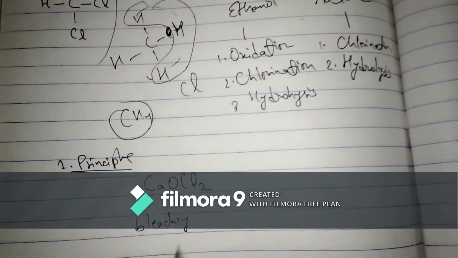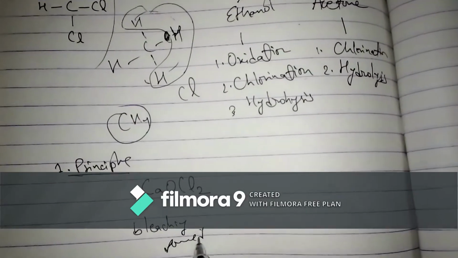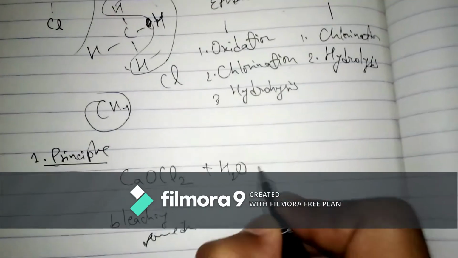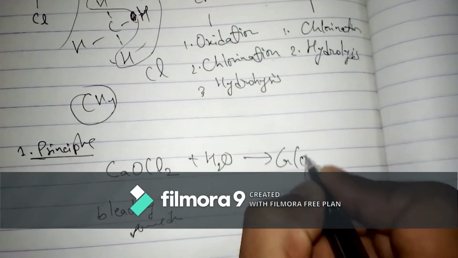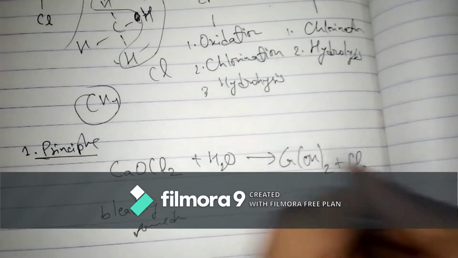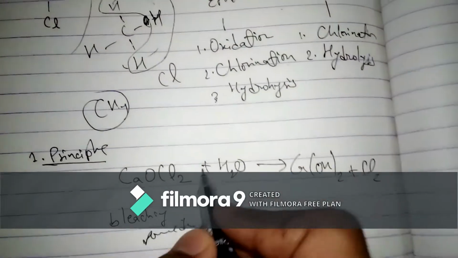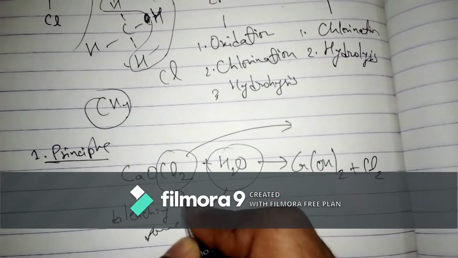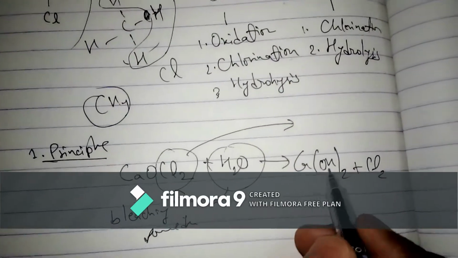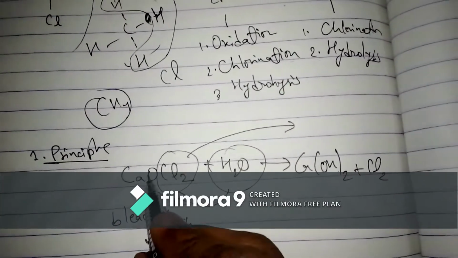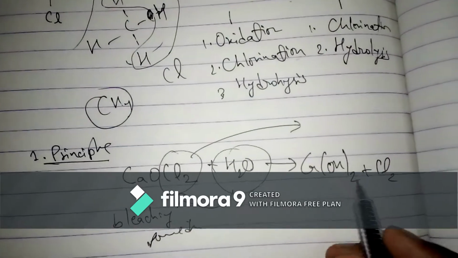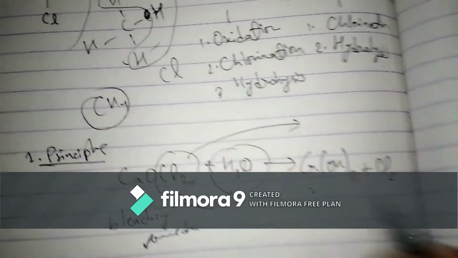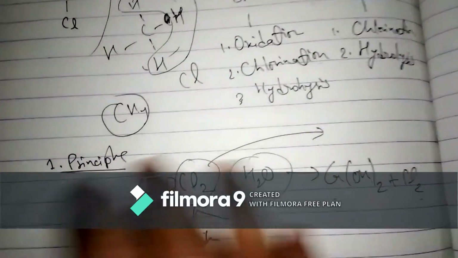Now for preparation of bleaching powder paste, we react it with water, so Ca(OH)Cl2 is formed. What happens is that this Cl2 goes out and this H2O adds here. So when H2O adds here, it forms Ca(OH)2, and Cl2 goes out. So this is our bleaching powder paste, which is also known as calcium hydroxide. So this is the principle.